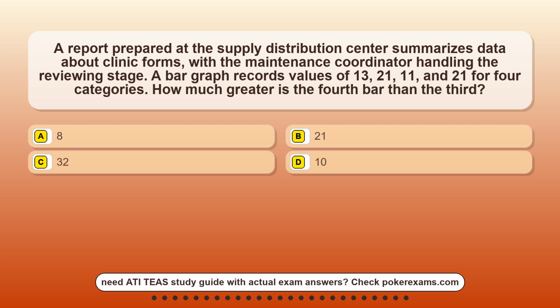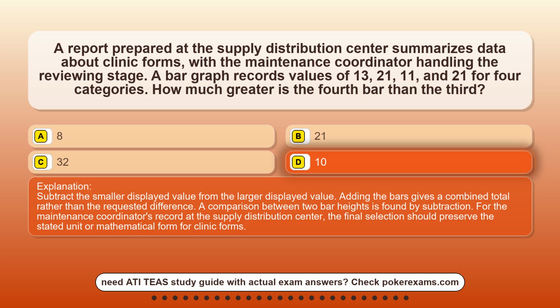A bar graph records values of 13, 21, 11, and 21 for 4 categories. How much greater is the fourth bar than the third? Option A, 8. Option B, 21. Option C, 32. Option D, 10. The correct answer is option D, 10.